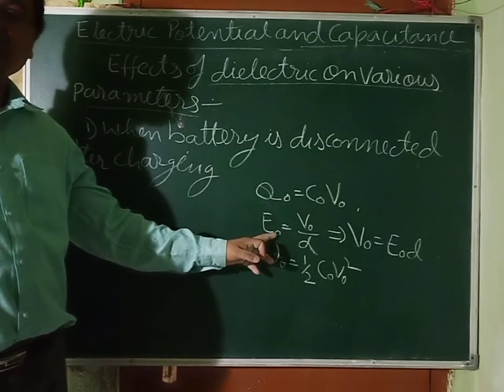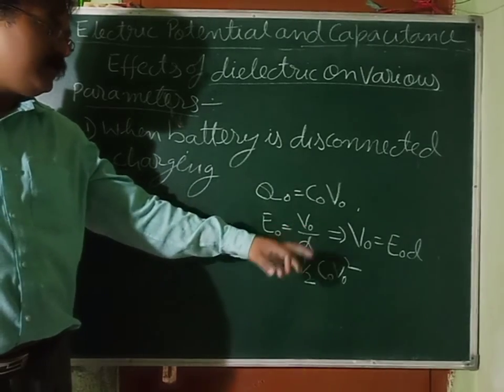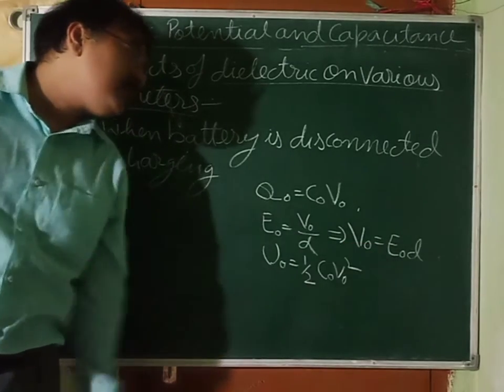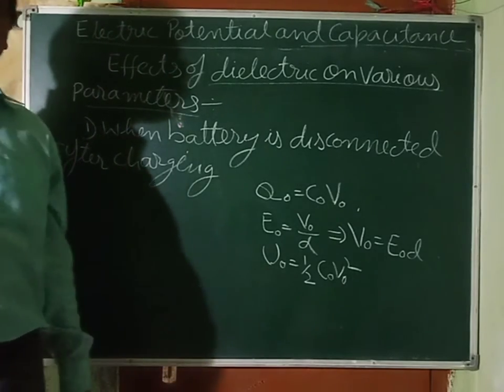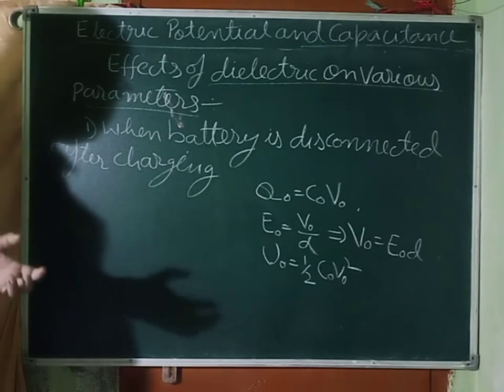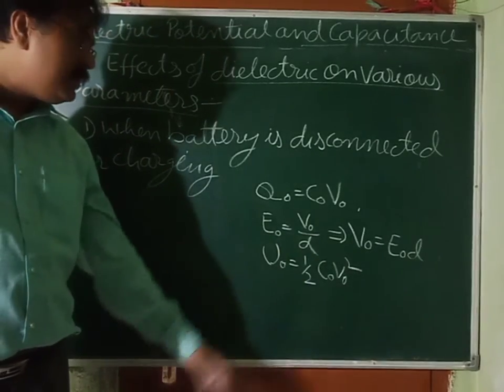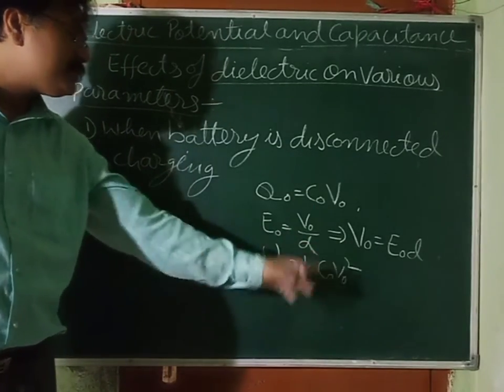So let this electric field be E0 and this potential be V0. So what can we write? V0 is equal to E0 into D. Clear? Now, what is the energy stored in the capacitor? It is half CV square. We know very well, C is C0, V is V0, so half C0 V0 square.